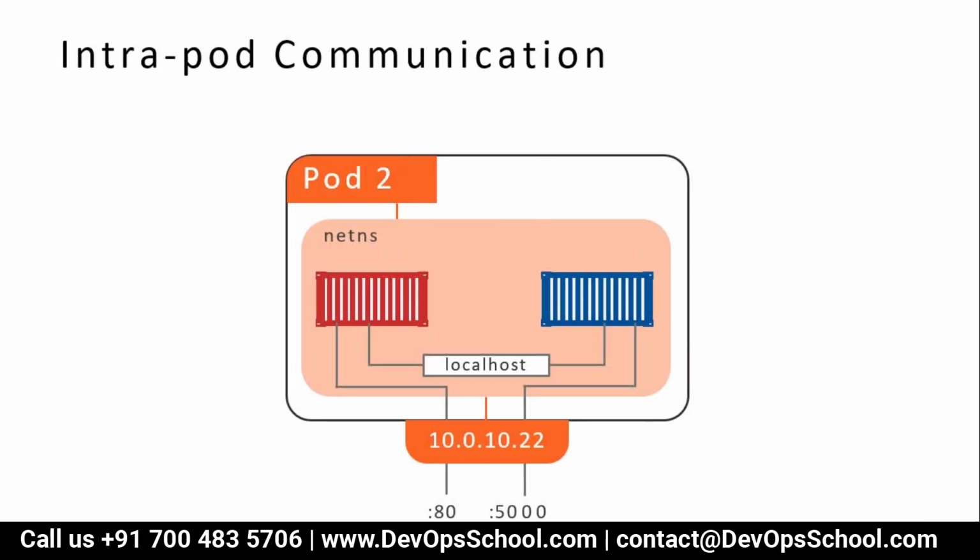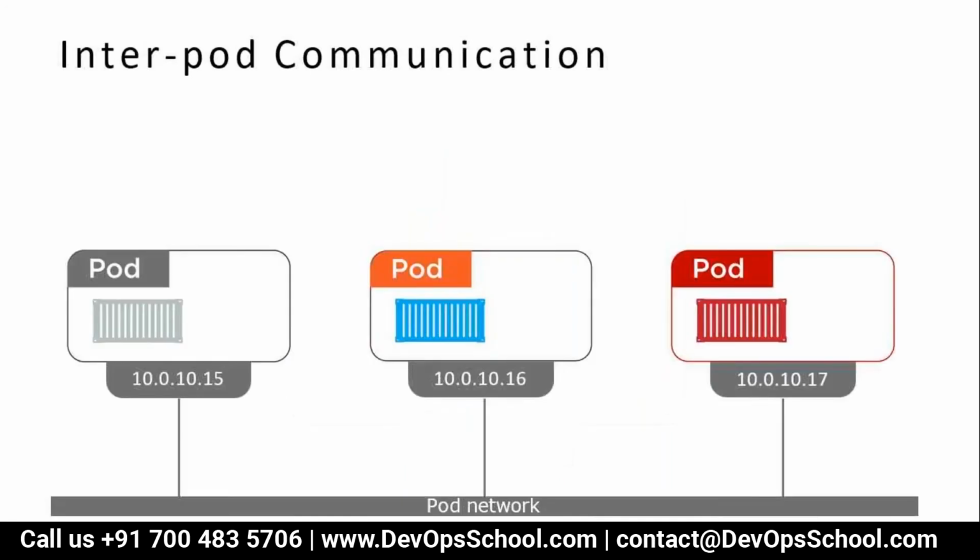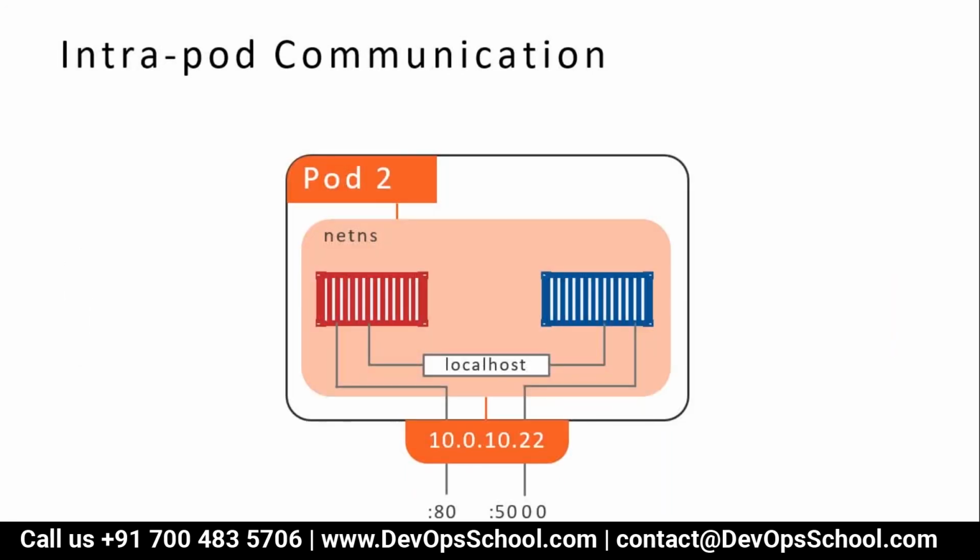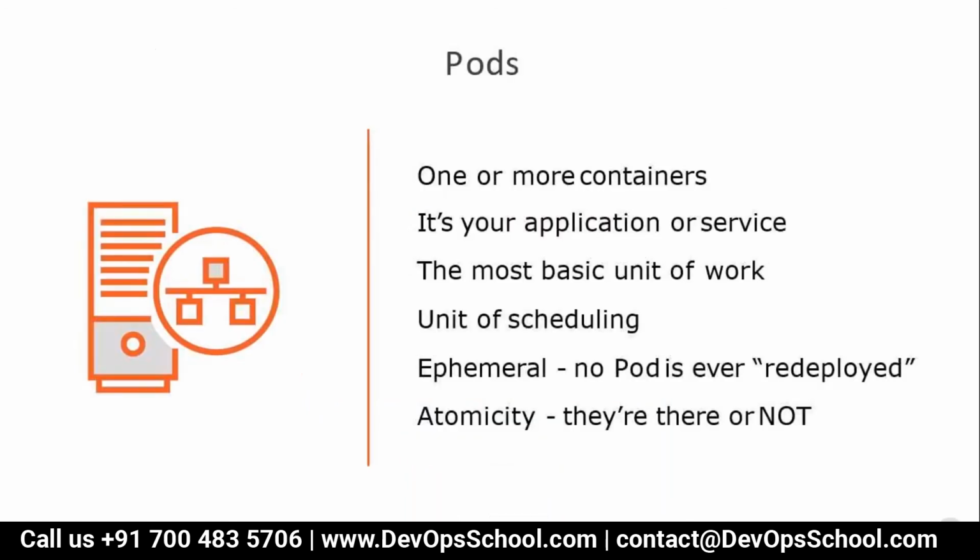Okay, for inter-pod communication, you have to use the IP address of the pod and the port number. And if you want to do intra-pod communication, you have to use localhost. Remember: inter-pod communication, pod network; intra-pod communication, localhost. Look at this image. If these two containers want to talk to each other, they talk to each other through localhost.